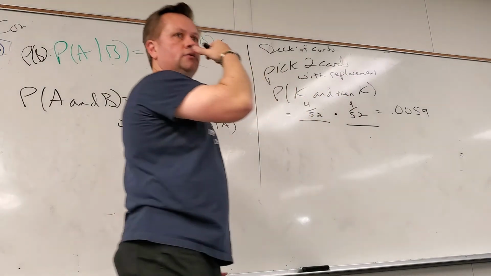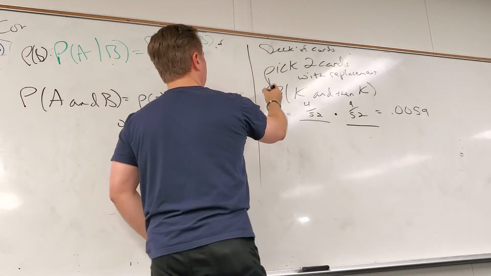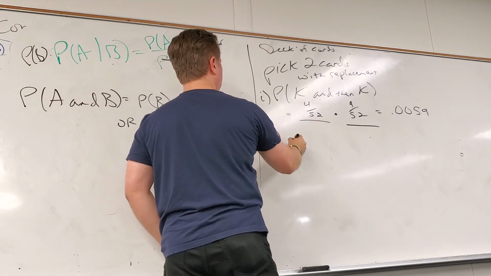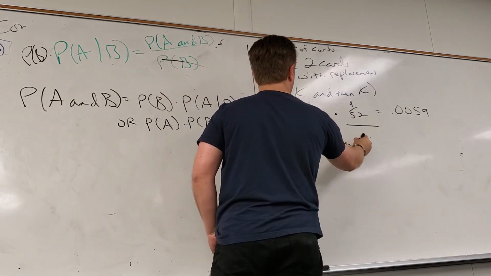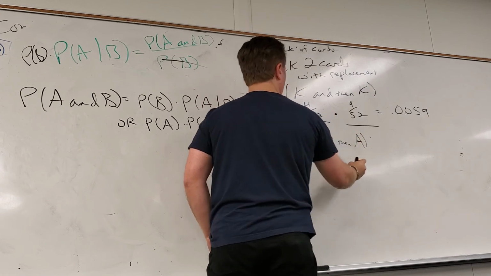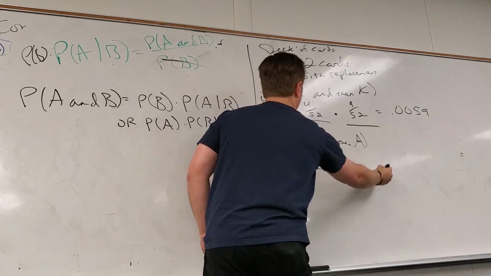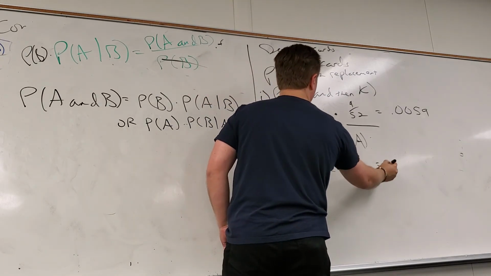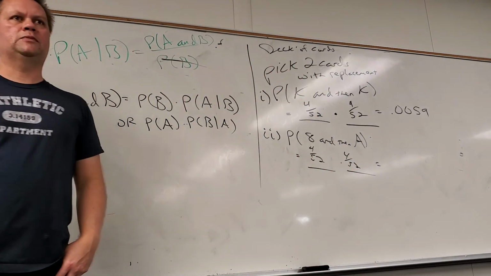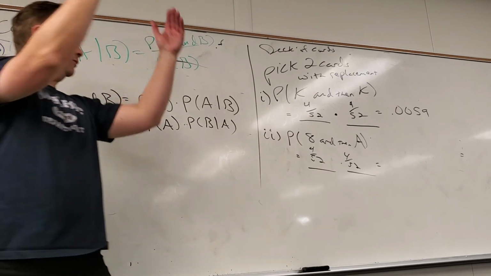I like it. This gets kind of boring, but if I do another one, it's going to be the same answer. Watch. An 8 and then an ace. Why is it the same answer? Yeah, an 8 has a 4 in 52 chance. Anything has a 4 in 52 chance, any specific type of card, right? So it's still going to be 0.0059.